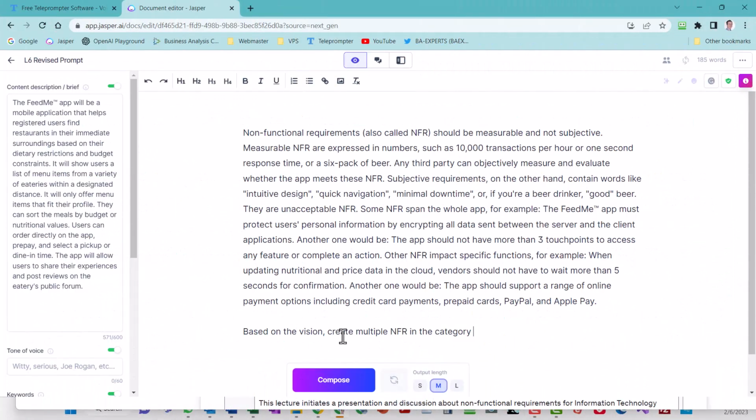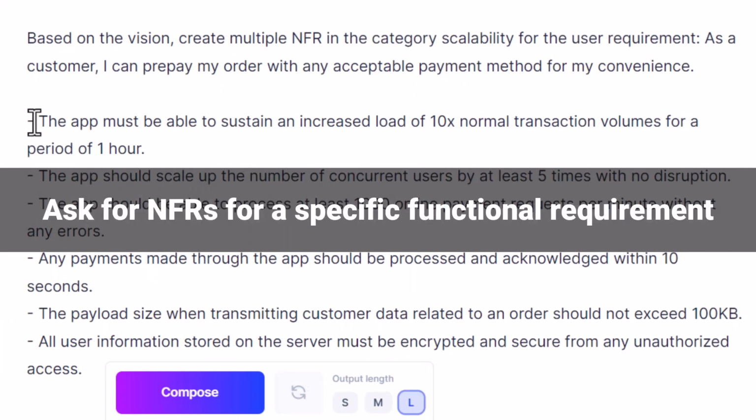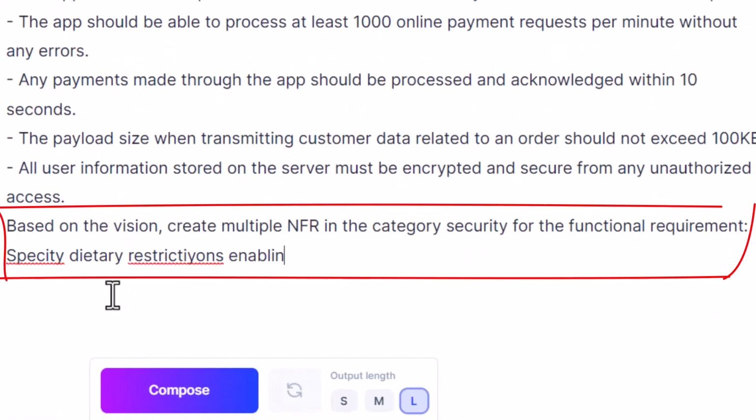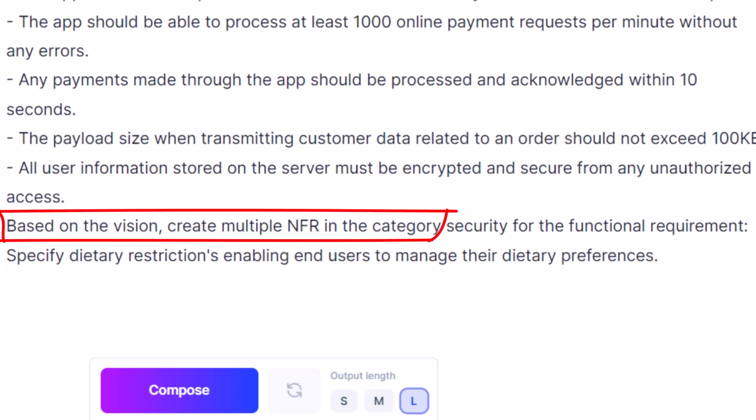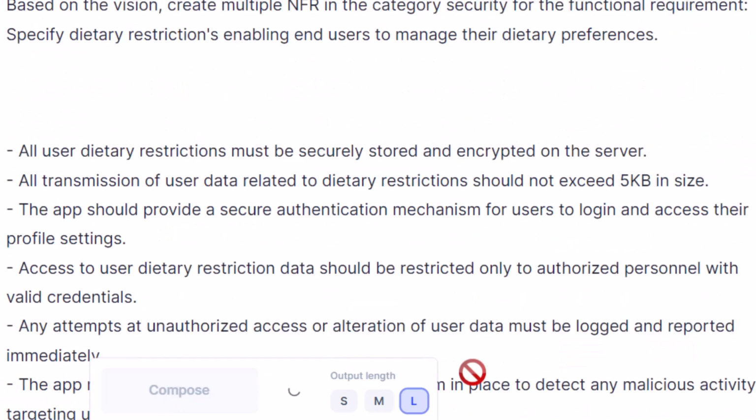I think we engineered a very reasonable and good prompt. But that just gives us fairly high-level generic NFRs. If we want to get specific detailed NFR, we can also ask Jasper to see what it can offer for a specific functional requirement. Here's the prompt that we're going to engineer for that. I'll start off the same, but now I'm requesting security NFR for the function specify dietary restrictions. Let's see how Jasper reacts to that.